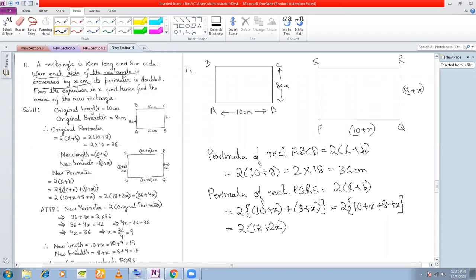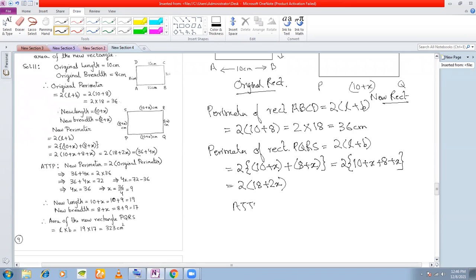And what is the relation given here? After increasing the length and breadth of this rectangle, we are obtaining this rectangle. And the perimeter of the new rectangle that is obtained, that is PQRS, is double the perimeter of the original rectangle. So this is the original rectangle, and this is the new rectangle. Okay. So according to the problem, the perimeter of rectangle PQRS is twice the perimeter of rectangle ABCD.